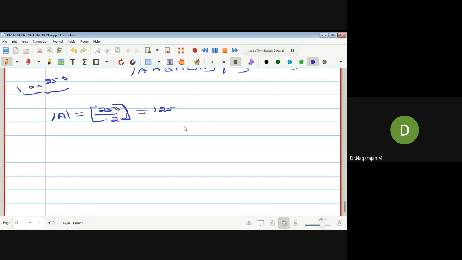Very important one. So okay, next, the cardinality number of B is equal to 250 divided by 3. So what is the value? 250 divided by 3. How much?